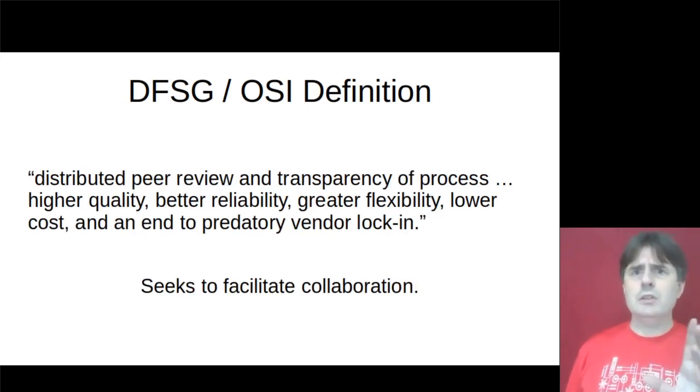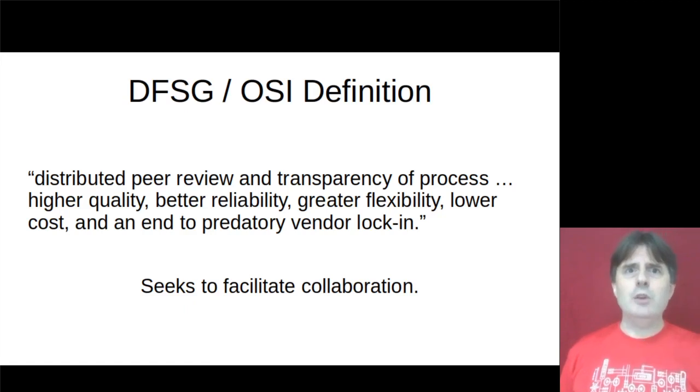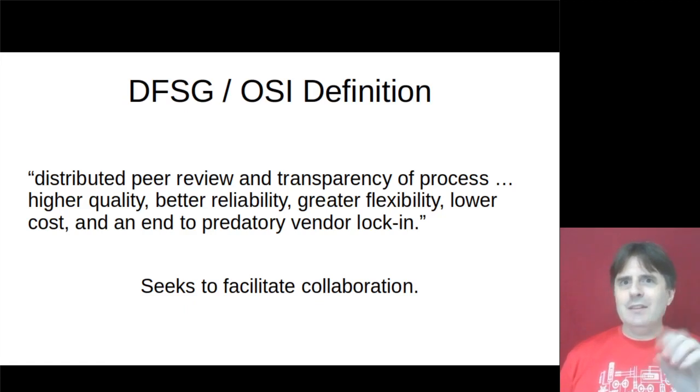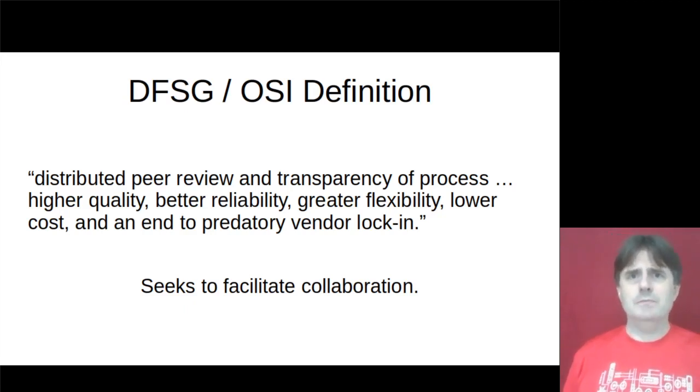And the objective that the OSI is pursuing is different. It's, quote, "distributed peer review and transparency of process, higher quality, better reliability, greater flexibility, lower cost, and an end to predatory vendor lock-in," unquote. That last item is a bit like the unjust instrument of power concerns of the Free Software definition, but it's seen from a corporate perspective, where you've got an organisation, you've got counsel who's accustomed to taking software on board under a license and is also accustomed to being snookered by software developers who have a predatory approach and are seeking to lock people in, so they then have to buy their software in preference to competitors and therefore under worse terms or worse pricing or what have you. The Open Source Initiative's objective is to facilitate collaboration, and particularly collaboration with direct competitors, people we don't like, people we despise.